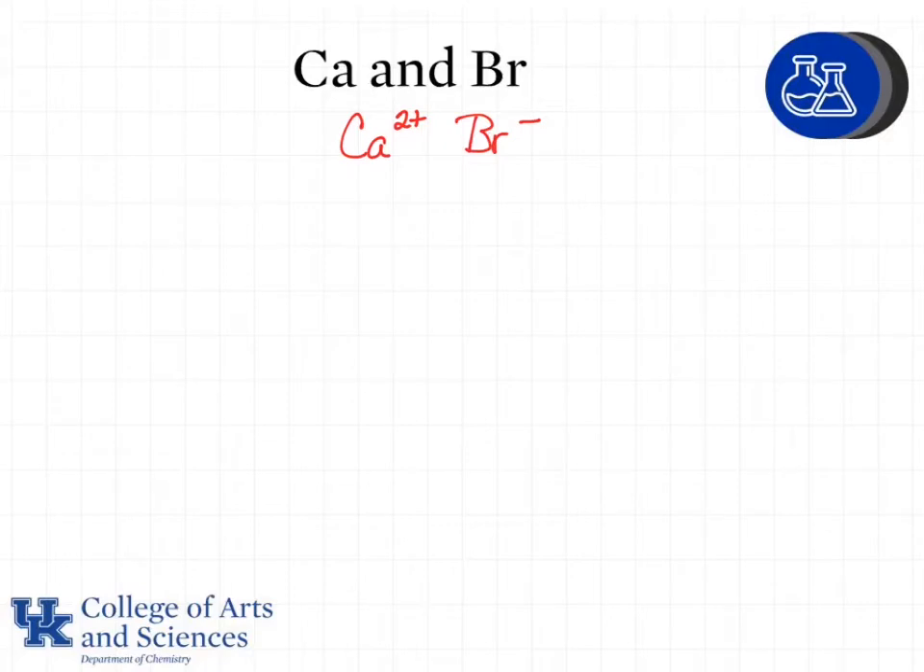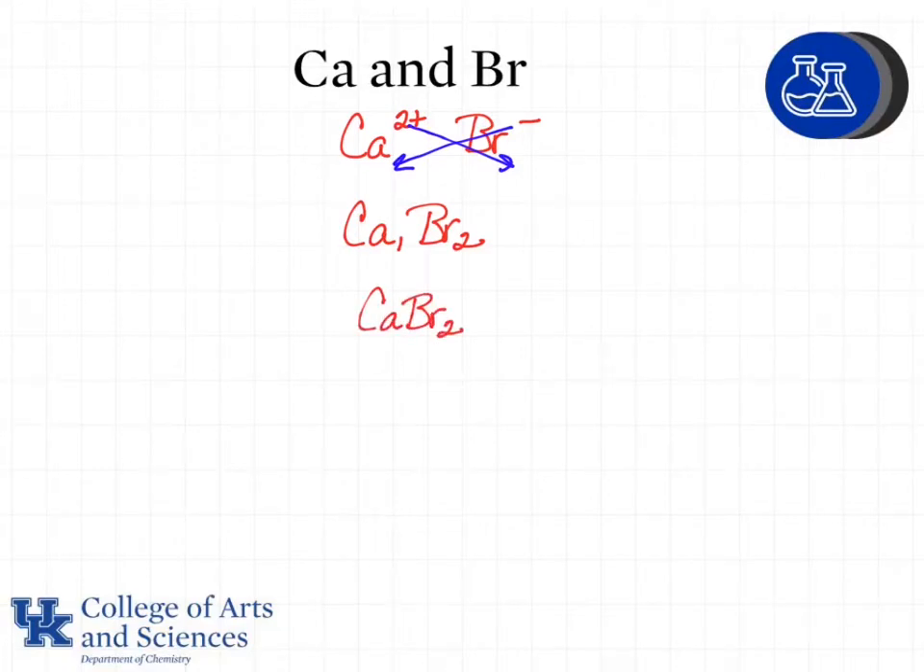We can still do the crisscross method. The 2 becomes the subscript for the bromine, the 1 becomes the subscript for the calcium, and we write Ca1Br2. We can remove the 1 because we know that the 1 is always implied when no subscript is given, but we must keep the 2 so that we know for every 1 calcium we need 2 bromine anions. When we look at our charges, we see that calcium has a +2 charge, plus 2 of the -1 charges for bromine, and when we add them up, we get an overall sum of 0, which is what we want since we know that ionic compounds are neutral.